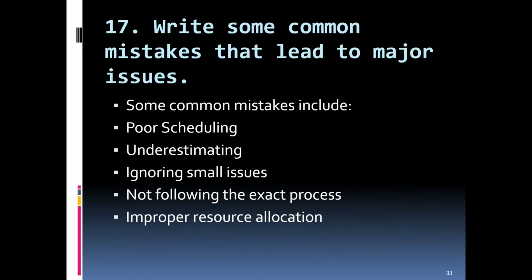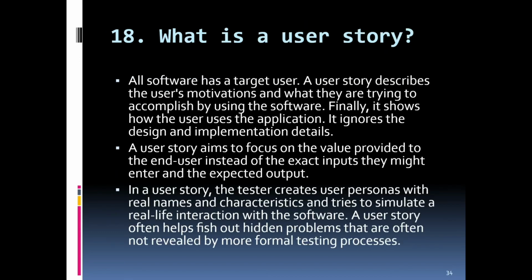So, the next question is: write some common mistakes that lead to major issues. Basic mistakes are poor scheduling, underestimating, ignoring small issues, not following the exact process, and improper resource allocation. These are a few mistakes that may lead to a major issue.